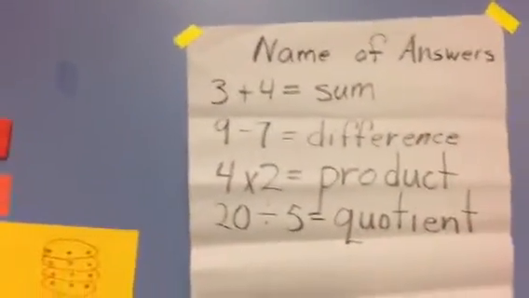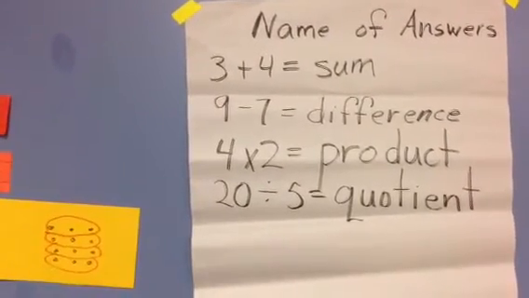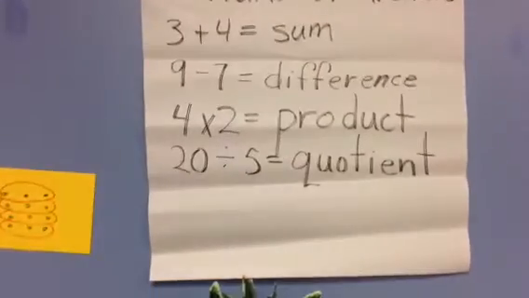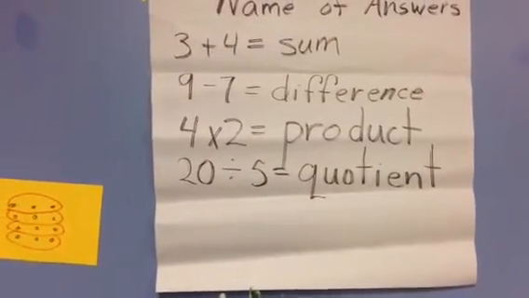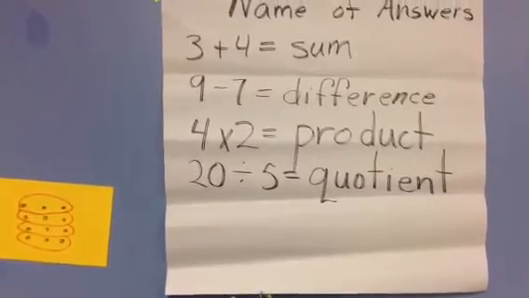Another anchor chart we have developed is the name of the answer. We are learning that when you add, you get the sum. To find the difference, you subtract. If you're needing to find the product, you multiply. If you need to find the quotient, you divide. So we have examples of that.